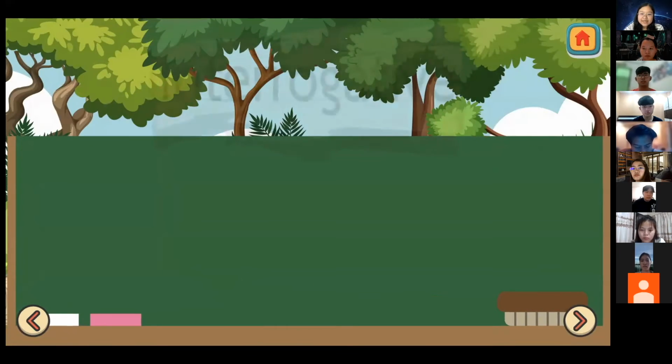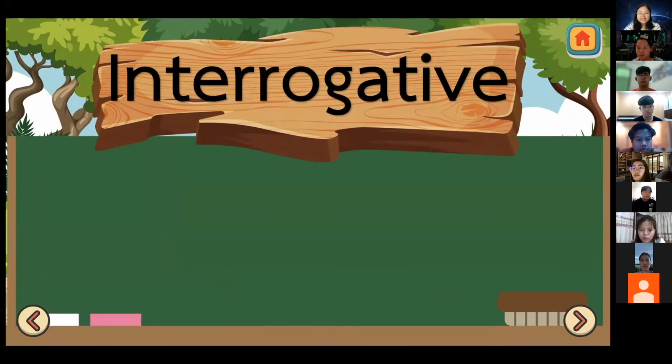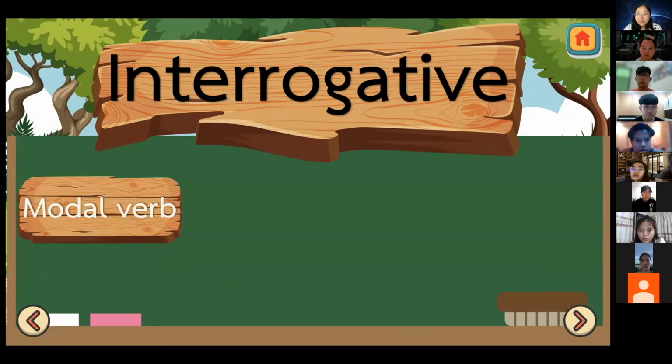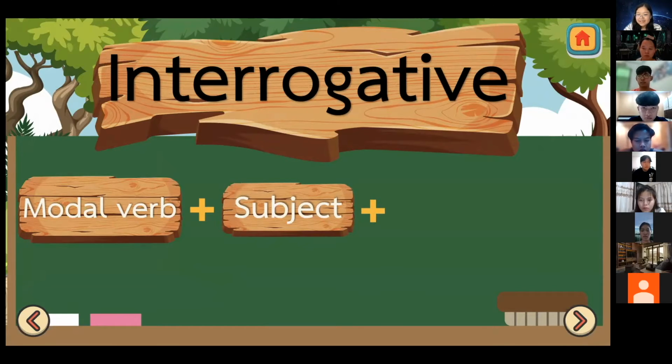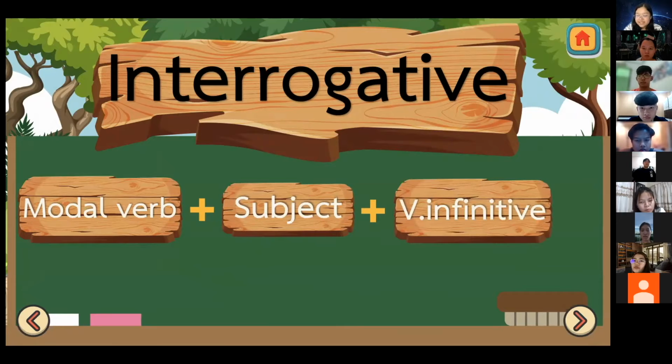The next structure is interrogative, like a question. What does it start with? It starts with the modal verb, then the subject comes after it, then the verb infinitive, and the important thing is the question mark.